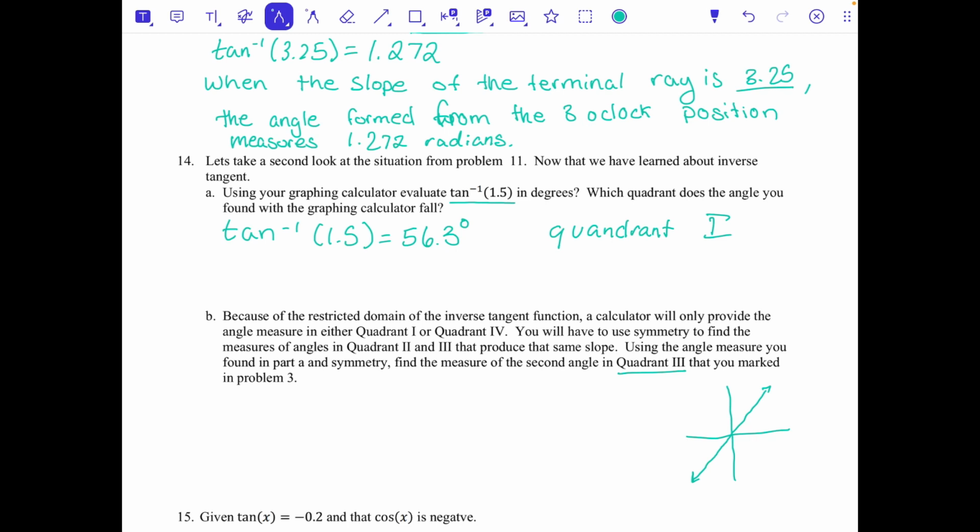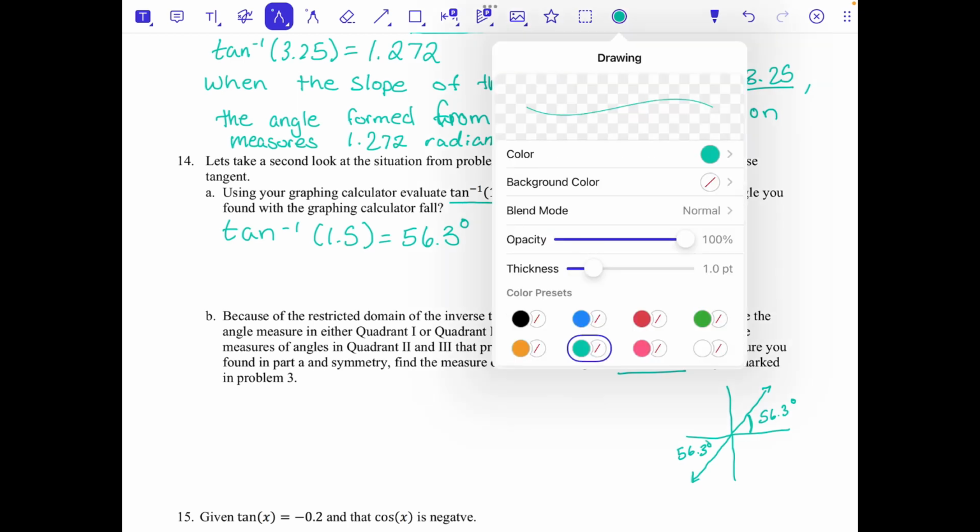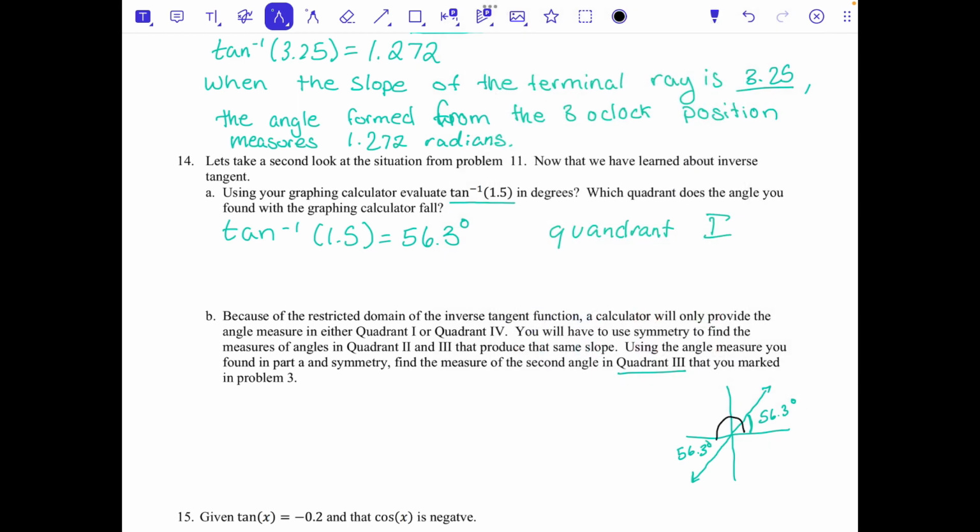And so if we want the measure of this angle using symmetry, we have to go to that reference angle. So if this is 56.3 degrees, so is the angle down here. And if you think back, we also know that this whole measure is 180 degrees. So if I take 180 degrees and I add the 56.3 degrees, I'm going to get my angle measure that falls within quadrant 3, and that would be 236.3 degrees.